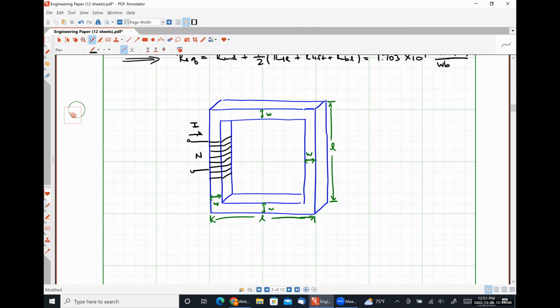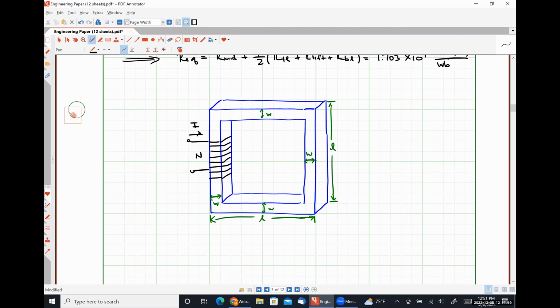Here's I, here's N. You would actually only need to calculate one reluctance because all of the paths are of the same exact length, and they all see the same cross-sectional area and the core is made of one material.